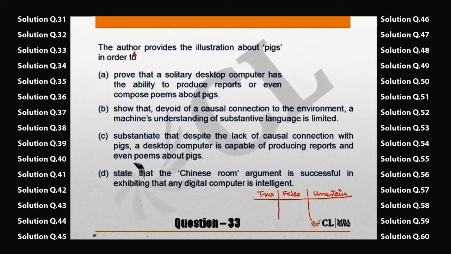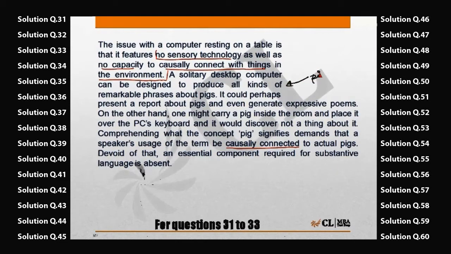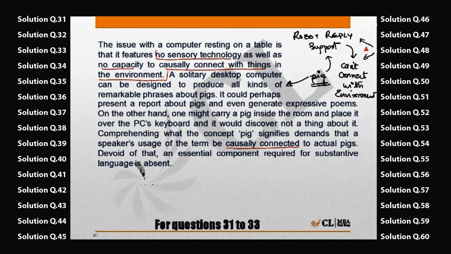Now let's look at question number 33. The author provides the illustration about pigs. Why did the author bring pigs? The pig comes in to support the robot reply. And what does the robot reply say? Machines or devices cannot connect with the environment. That's what it says. So we want to look at an option which takes one of these positions.